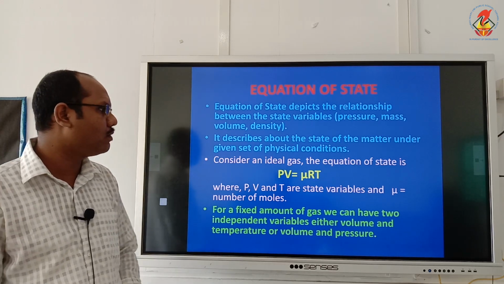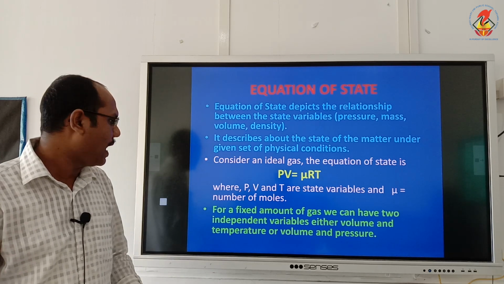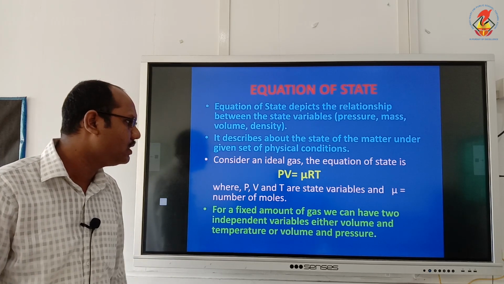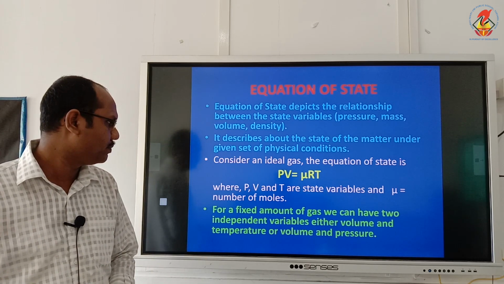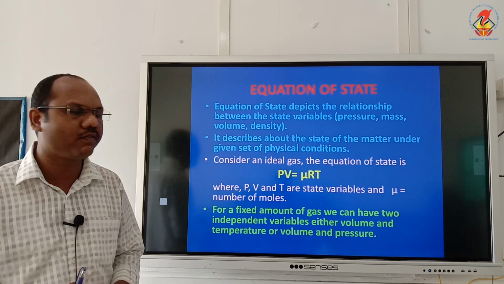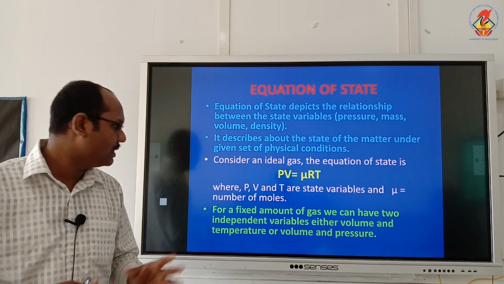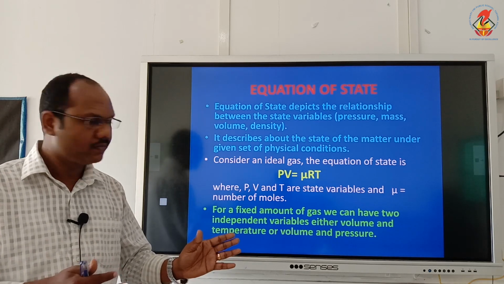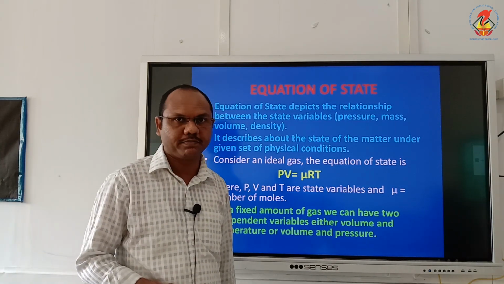So for a fixed amount of gas, we can have 2 independent variables, either volume and temperature, or you can say volume and pressure.